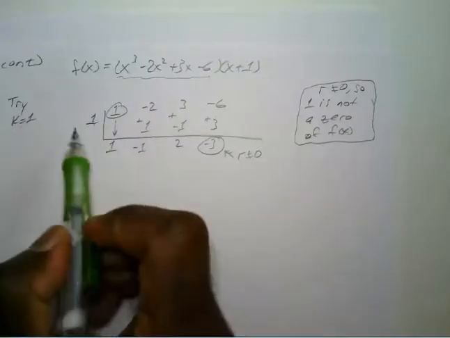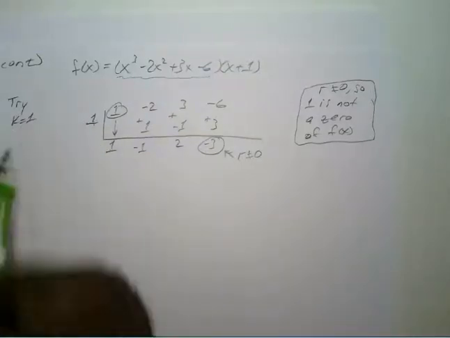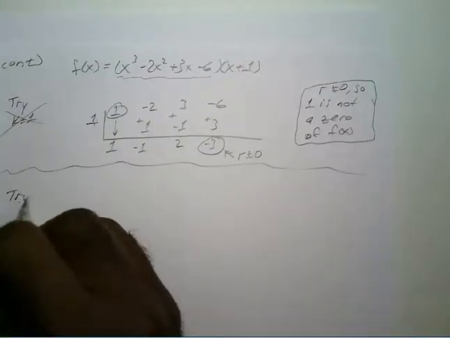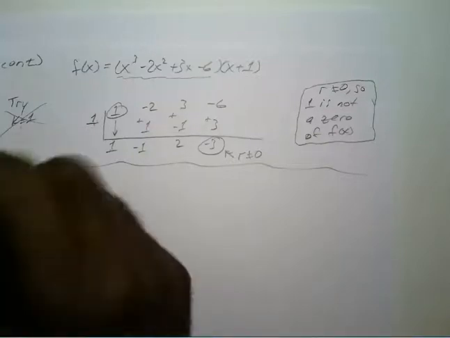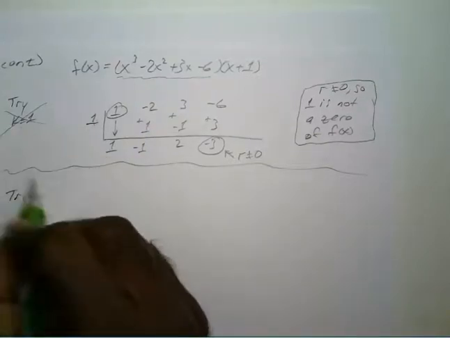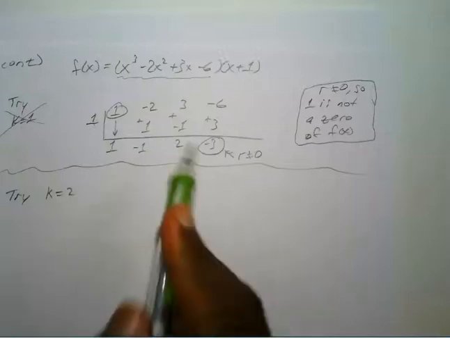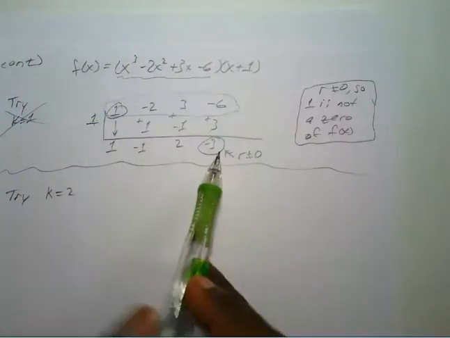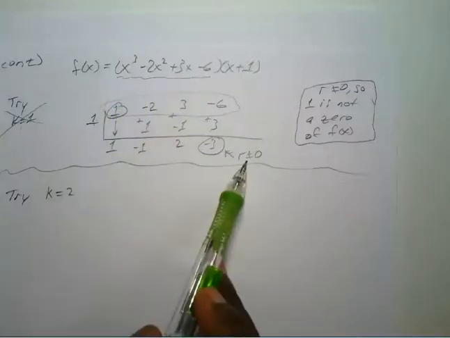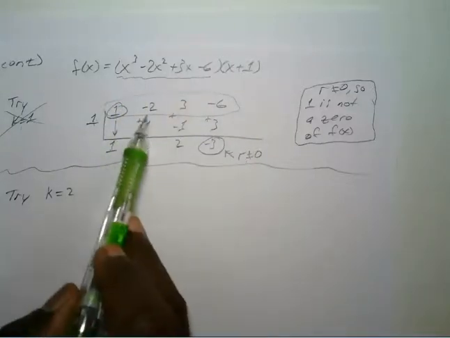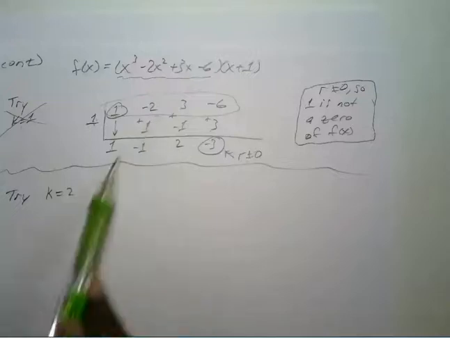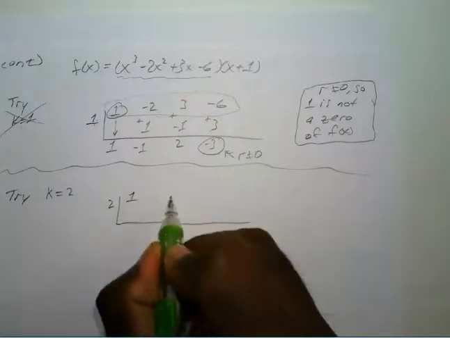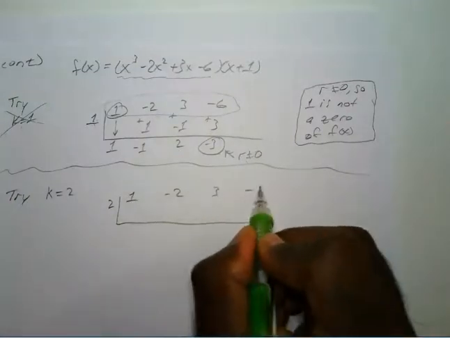So that means now we're going to try a different one. We know k equals 1 didn't work. What if we try k equals 2? Now, because this wasn't a 0, we're going to keep the same coefficients. We only change the coefficients if we end up with r equals 0. But because k equals 1 didn't work, we keep the same coefficients: 1, -2, 3, -6.